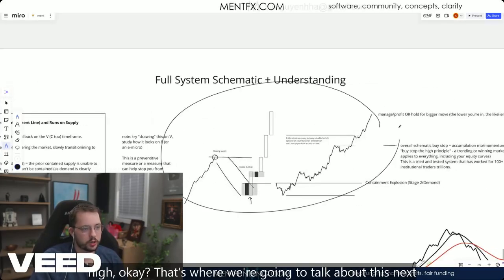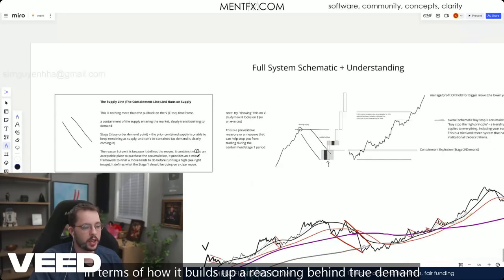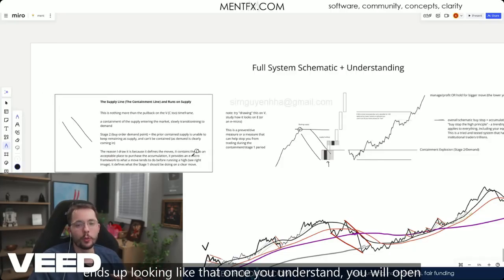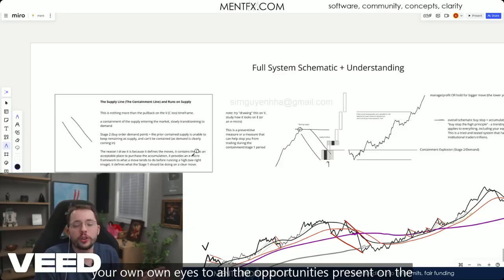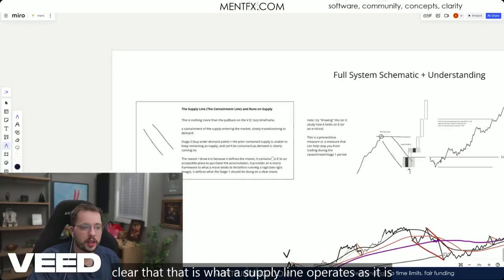Okay, that's what we're going to talk about next, in terms of how it builds up a reasoning behind true demand coming into the market and what every single market actually ends up looking like. Once you understand that, you will open your own eyes to all the opportunities present on the assets and the timeframes that you trade. So I'm going to show you this in the next one. But I wanted to make it very clear that that is what a supply line operates as.